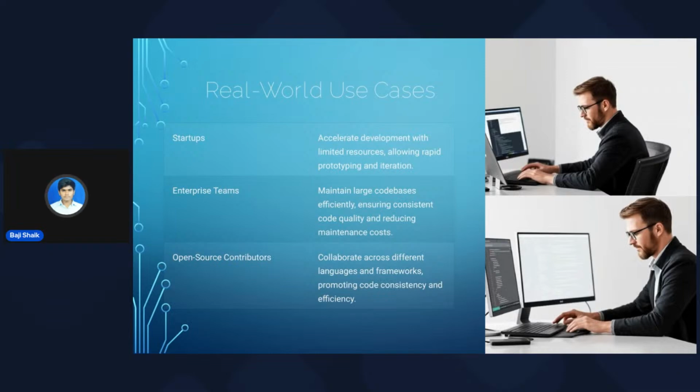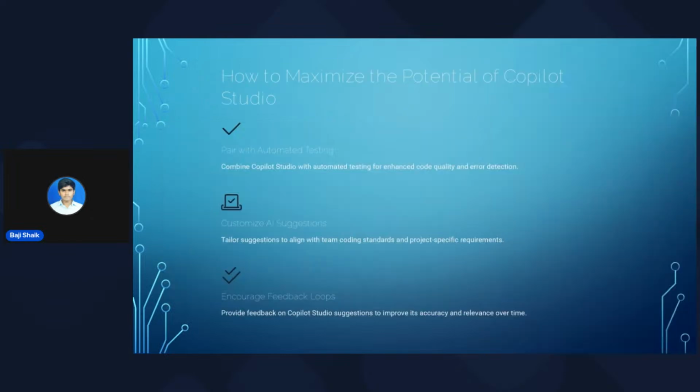So coming to the third one, the open source contributor. GitHub is also used by open source contributors to collaborate across different languages and frameworks, promoting code consistency and efficiency. So coming to slide 9: how to maximize the potential of Copilot Studio.